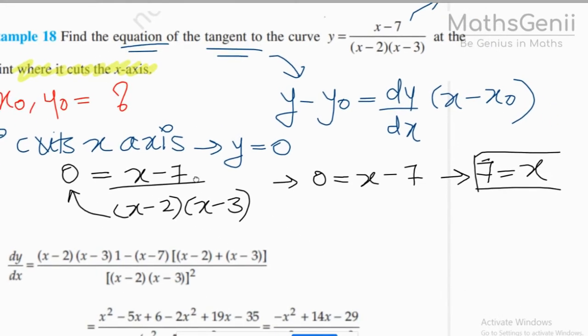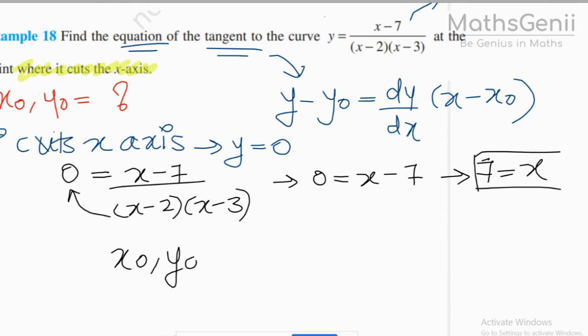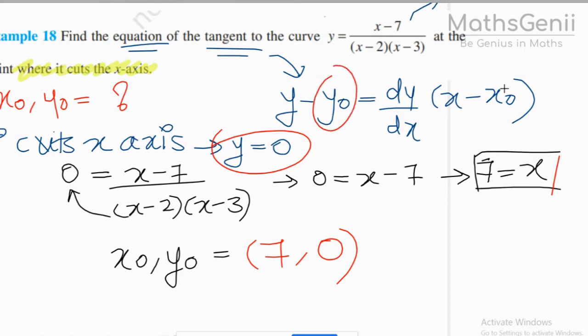Now you have the value of x naught and y naught both. What is the value of x naught? 7. What is the value of y naught? 0. Why 0? Because it is cutting the x-axis. If he would have told me it is cutting the y-axis, then x would have been 0. Okay, so x naught and y naught, this is solved.